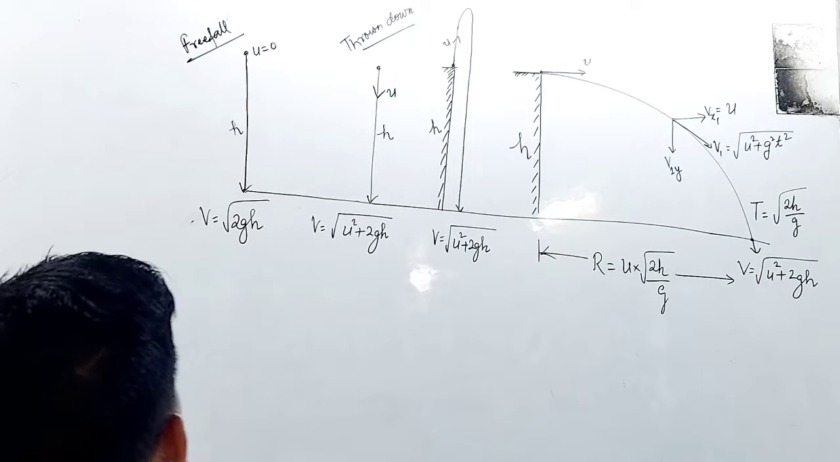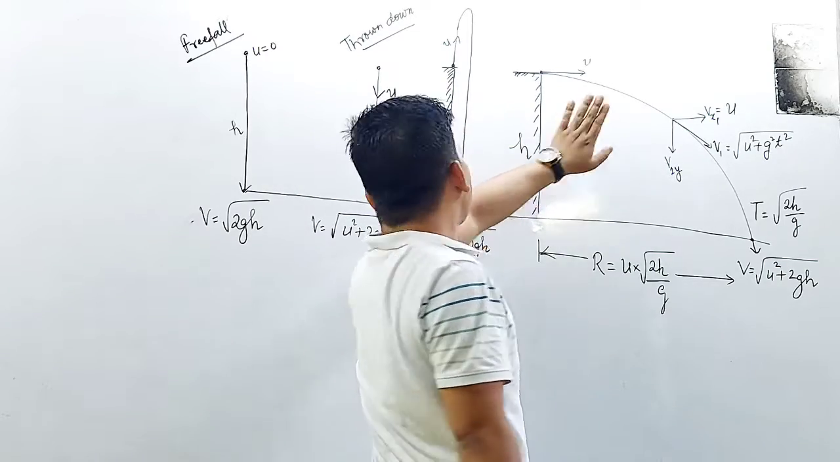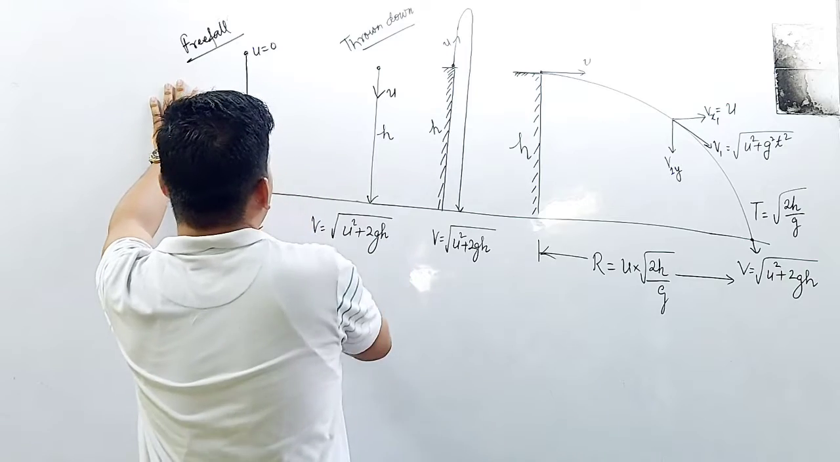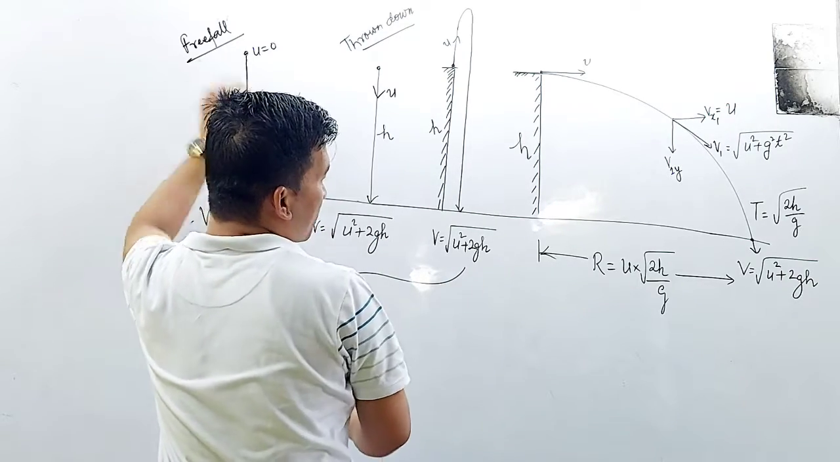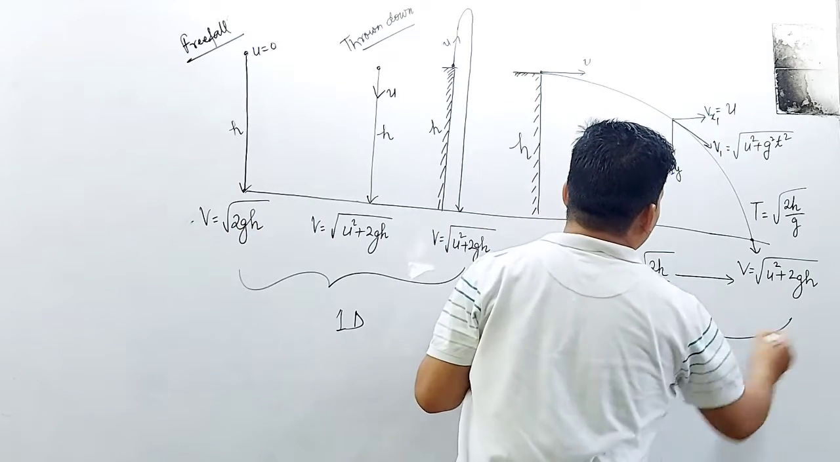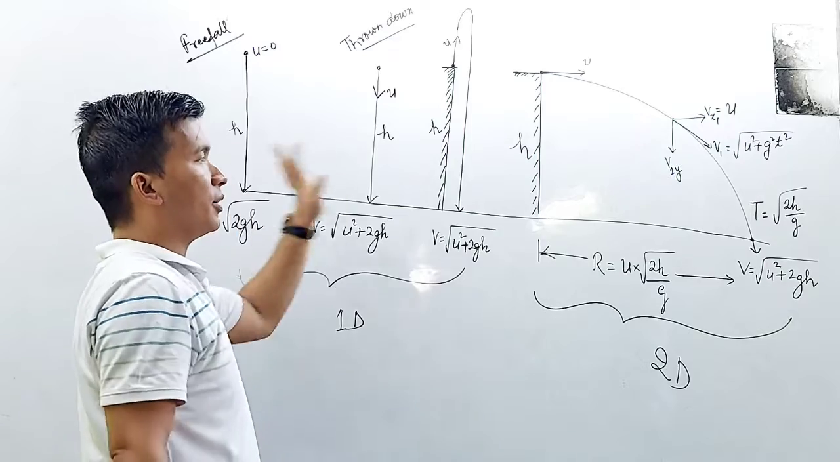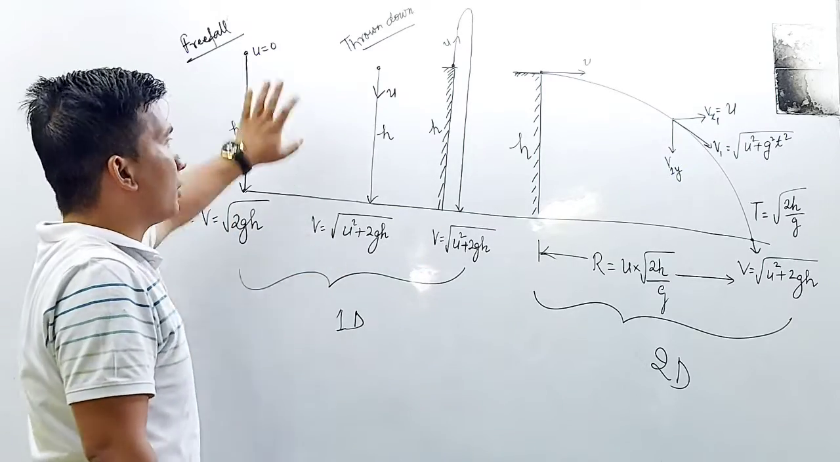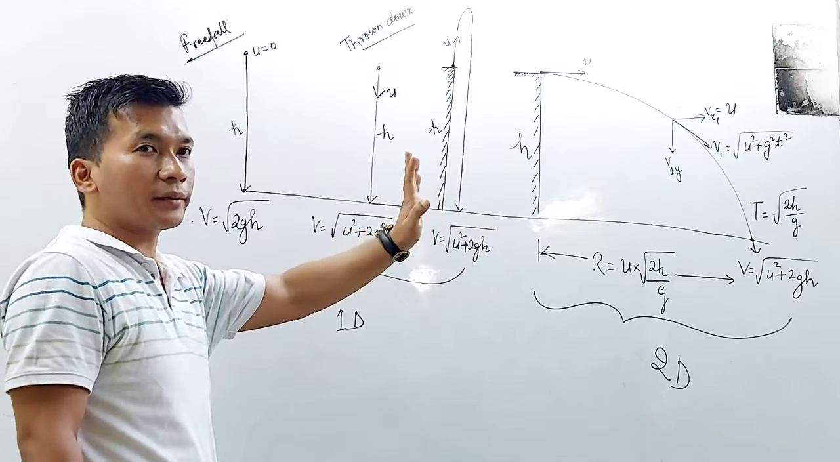This is the new topic, two dimension. This three will be one dimension, one dimension motion in a straight line. This will be two dimension, draw it. This diagram illustrates the formulas that you are going to remember for your one dimension and two dimension. One dimension and two dimension complete.